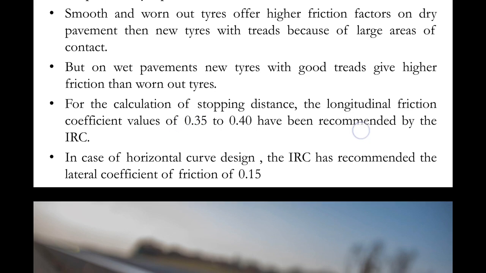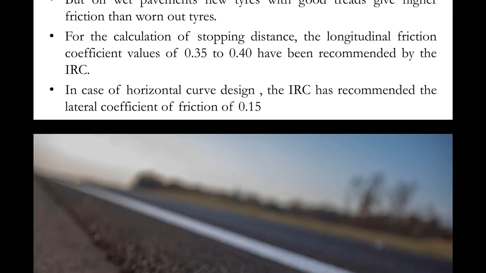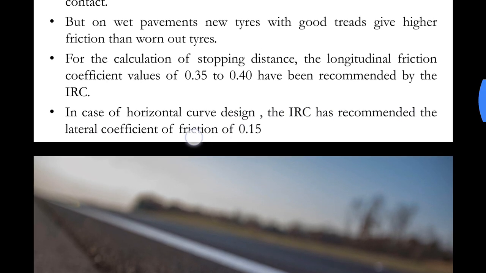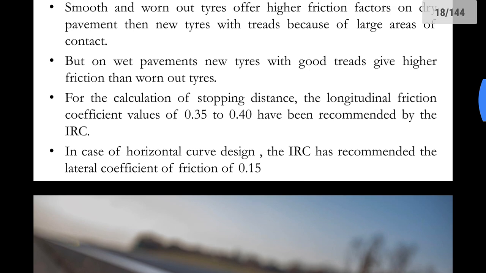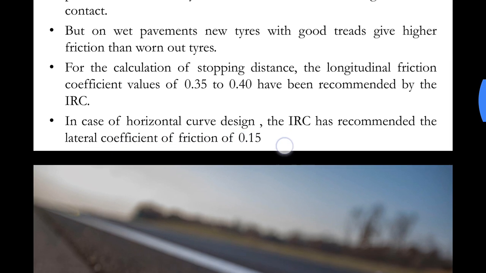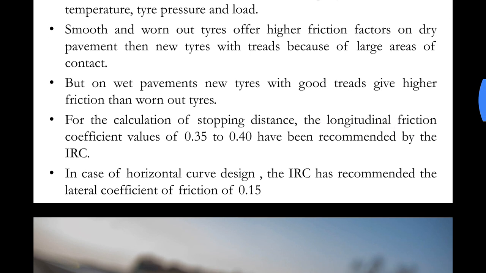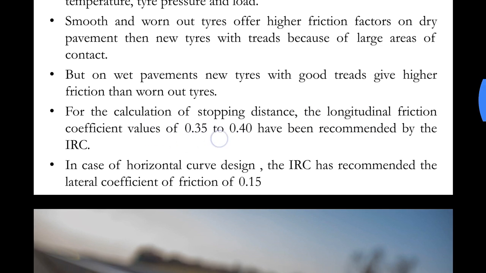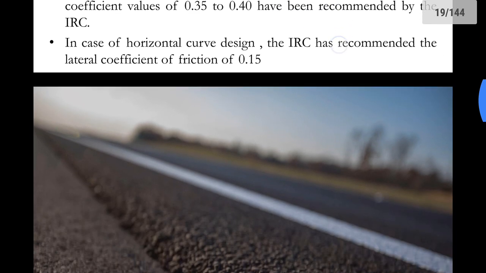In case of horizontal curve design, the IRC has recommended the lateral coefficient of friction of 0.15. So lateral coefficient of friction we need to keep a constant of 0.15, but for longitudinal friction it will depend on speed. There is a table given by IRC, we'll discuss that later on. And for longitudinal friction the values will vary from 0.35 to 0.4.